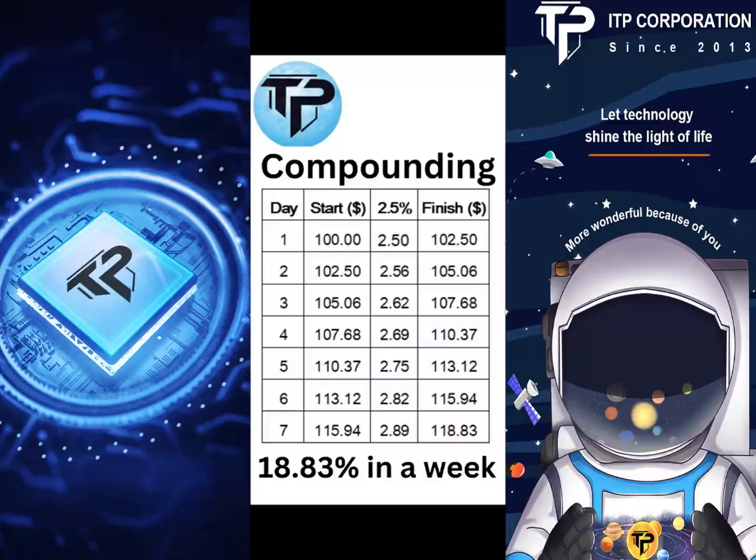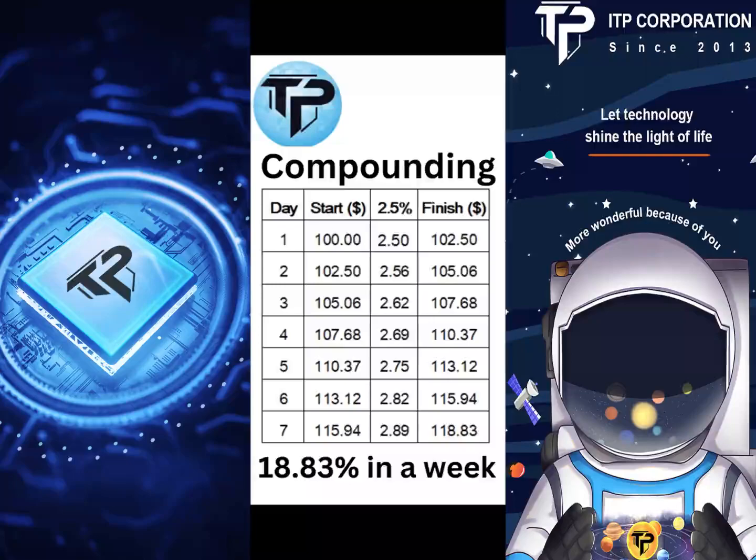So if we start, for example, with $100, the minimum requirement, on your first day's trading, you make your 2.5%, which is $2.50. At the finish of the day, you end up with $102.50. So the next day, you're not trading on $100, you're trading on $102.50. So 2.5% of that is $2.56, and at the end of the day, you're finishing up with $105.06. So on the third day, that's what you start trading with. So you can see that the amount you trade with increases each day.